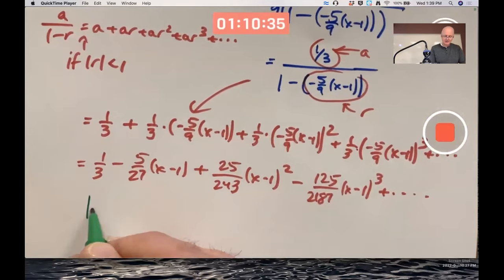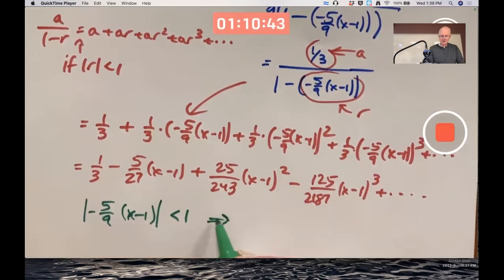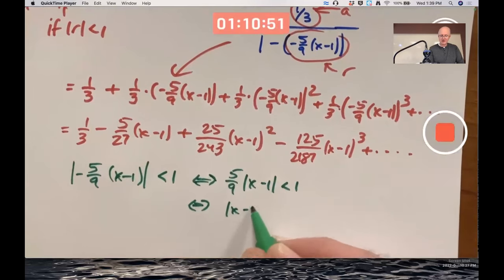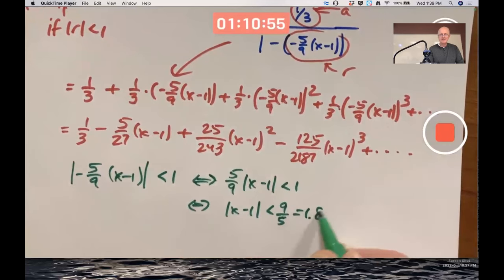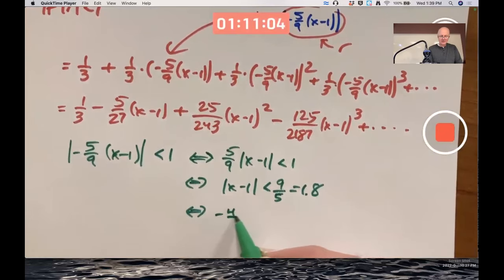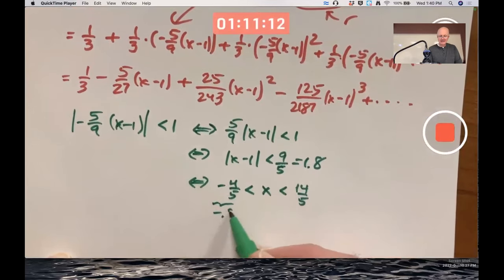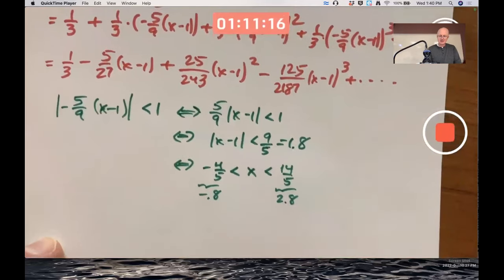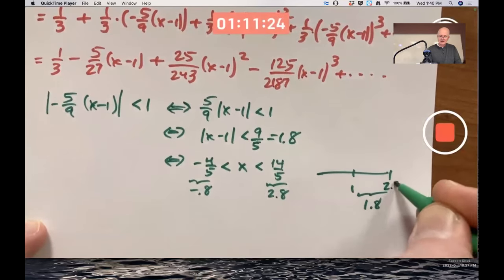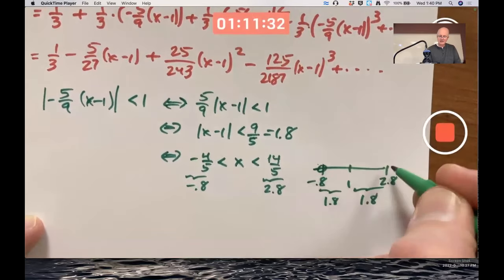The absolute value of r, here's r, must be less than 1. That's equivalent to 5/9 times the absolute value of x minus 1 being less than 1, which is equivalent to the absolute value of x minus 1 being less than 9/5, 1.8, which is equivalent to x itself being between -4/5 and +14/5. That's -0.8, and this is +2.8. The interval of convergence is centered on 1, has a radius of 1.8. It goes from -0.8 to +2.8, not including the endpoints.